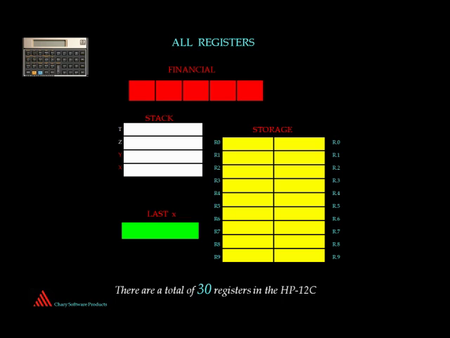Well, that's a wasted move. It really is. And the F FIN, which clears the financial registers, same thing. You don't need to clear the financial registers before you use the financial registers. That is totally absurd. Anyway, enough of my soapbox. These are the 30 registers of the HP-12C.